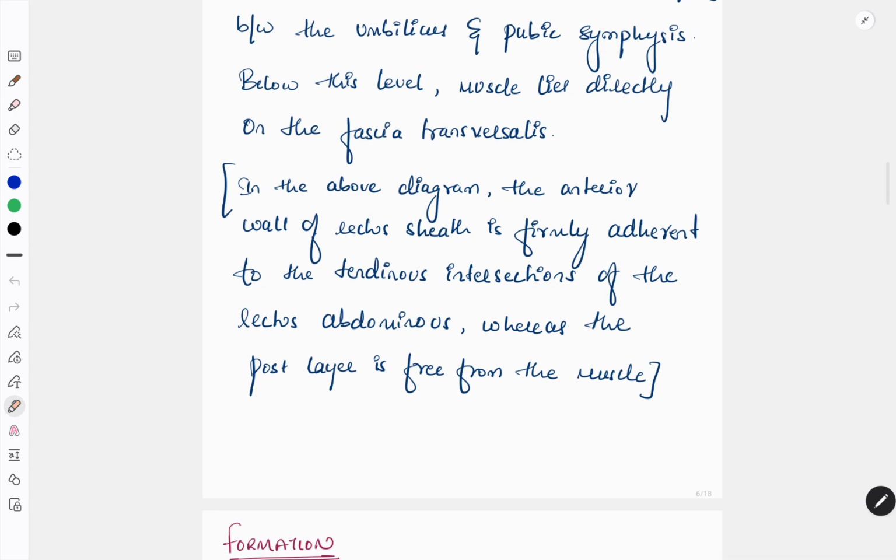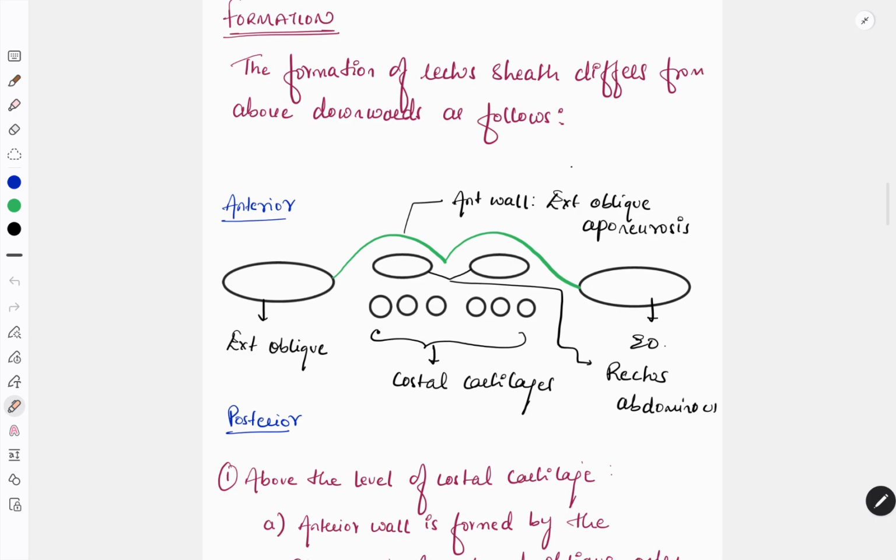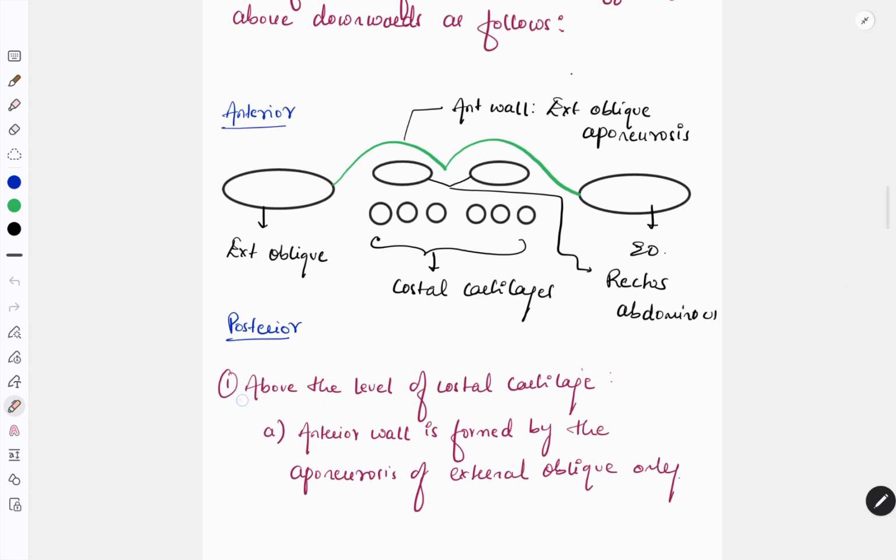So in the above diagram we can see that the anterior wall of the rectus sheath is firmly adherent to the tendinous intersections of the rectus abdominis, whereas the posterior layer is free from the muscle. Moving on to the formation. This is very, very important. The formation of the rectus sheath differs from above downwards as follows. First we are looking at above the level of costal cartilages, above the costal margin.